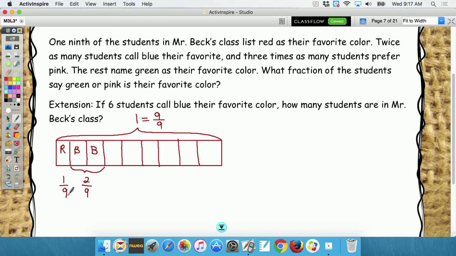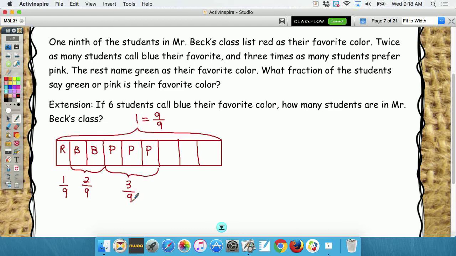And 3 times as many students prefer pink. Now the confusion here is 3 times as many as what? 3 times as many as blue, or 3 times as many as red? You're right. You have to go back to the very first one. So 3 times as many as red. So how many prefer pink? 3. So how many 9s prefer pink? 3 9s. Okay, so are you with me?